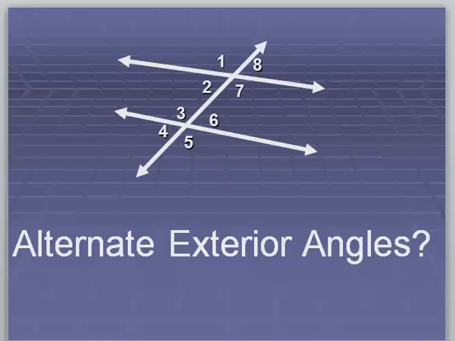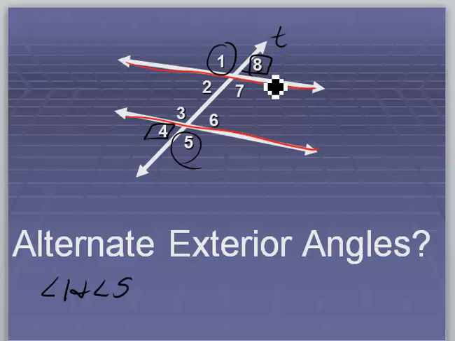We also have alternate exterior angles. So this time we want to be outside of our coplanar lines. Here's our lines. This one is our transversal. I'll just label it T. We want to be outside, so I'm going to start with 1. And you want to be on the other side of the transversal, but not right next to it. So we're going to go all the way to the other side and use 5. So angle 1 and angle 5, angle 4 and angle 8. Those are alternate exterior angles.